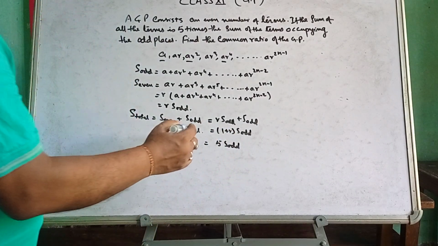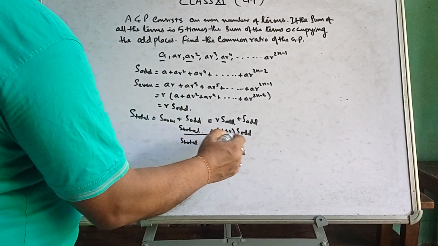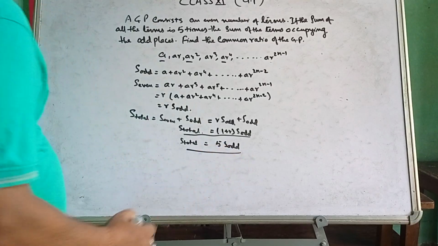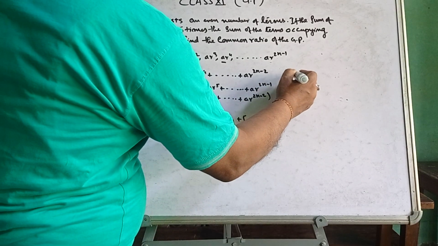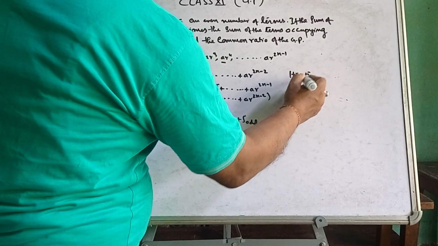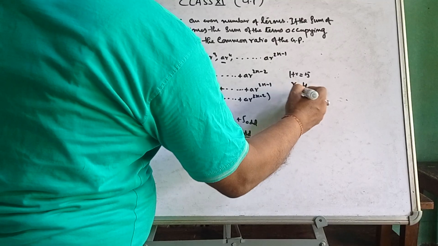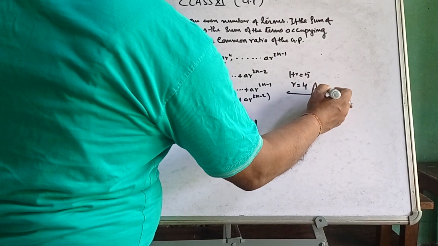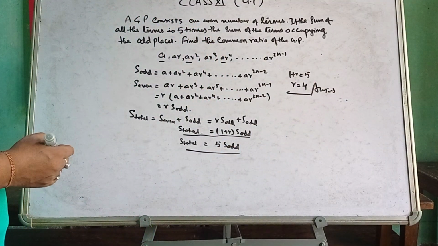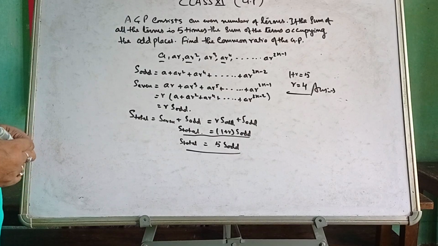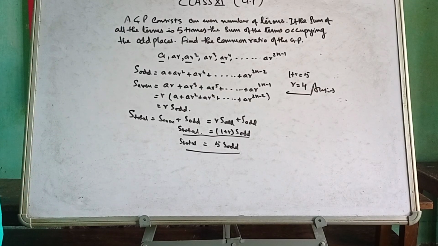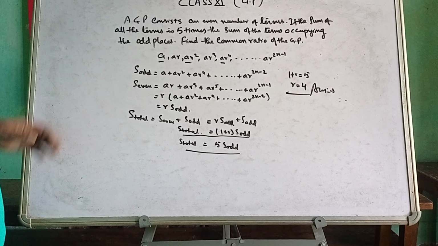Now if we equate these two equations, we get 1 plus r is equal to 5, so r is equal to 4. This is your answer. So these two are the important questions according to me, which are given in your miscellaneous exercise class 11 in GP. So I have done it for you.